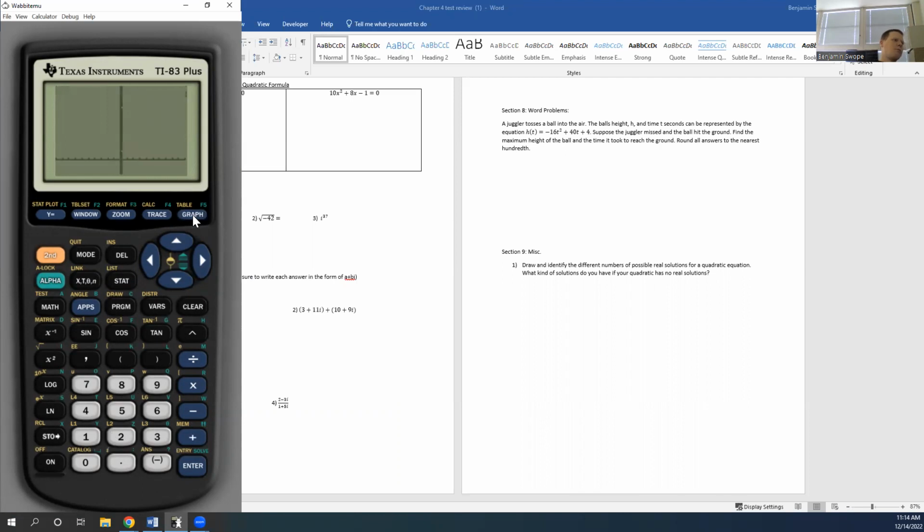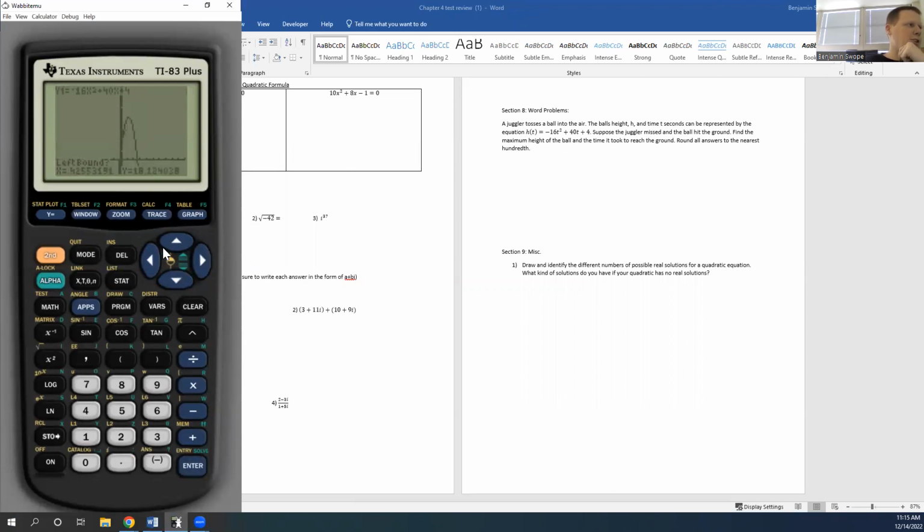So this actually looks better than what we saw in class. I can see a little bit better. You could keep adjusting it, but as long as you can see the maximum and you can see the x-intercepts, that's all you care about in terms of messing with your window. But once you got it here, we're going to do second trace. We're going to find our maximum first.